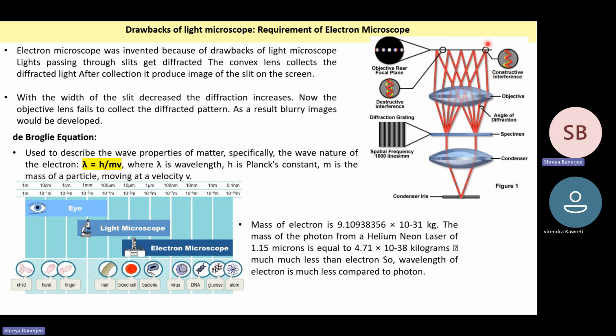Wherever there is constructive interference, you will see a bright light. Somewhere there is destructive interference, where none of the rays are coming, so no image will appear. So what will happen is that a lot of blurry images will be formed.